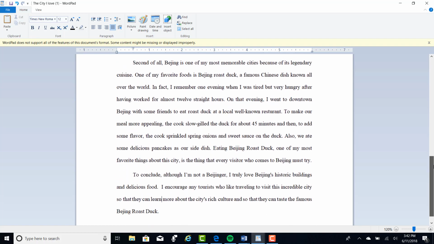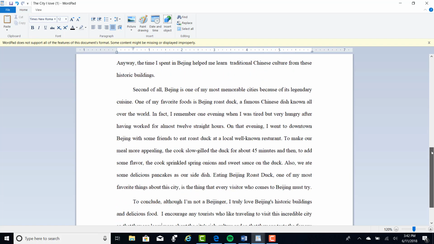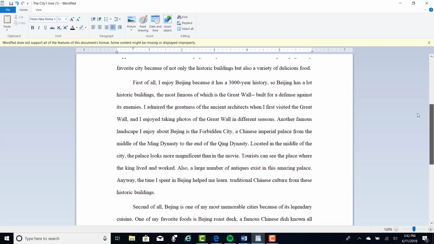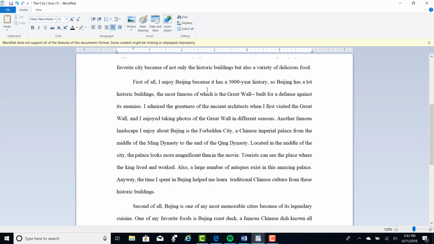All right, notice how the two paragraphs are similar in their development now. First of all, I enjoy Beijing because it has a 3,000-year history. So Beijing has a lot of historic buildings, the most famous of which is the Great Wall, built for defense against its enemies.